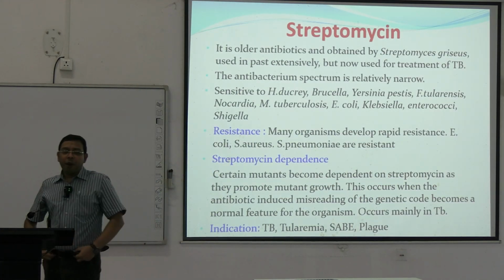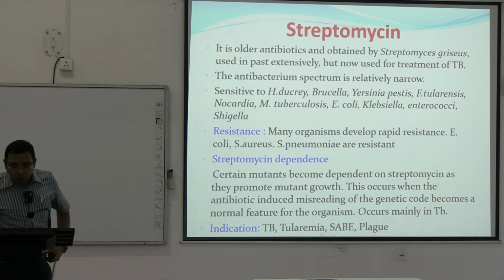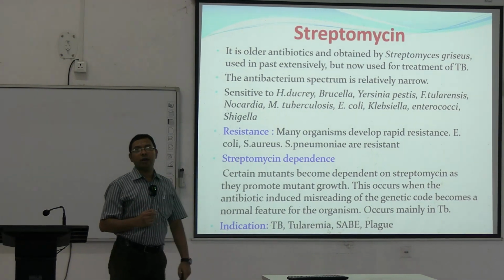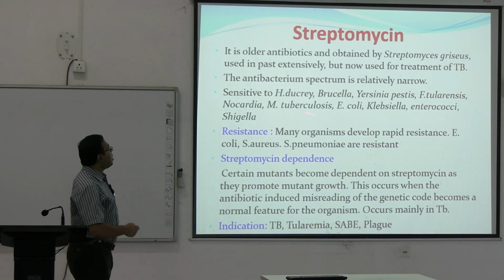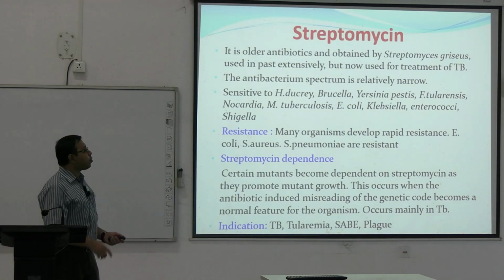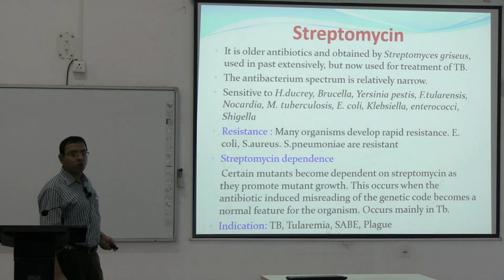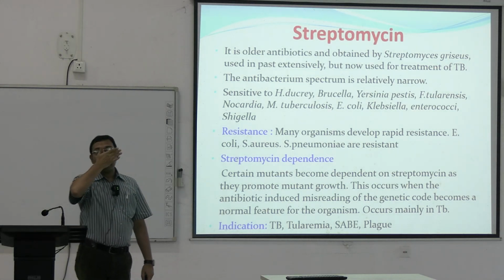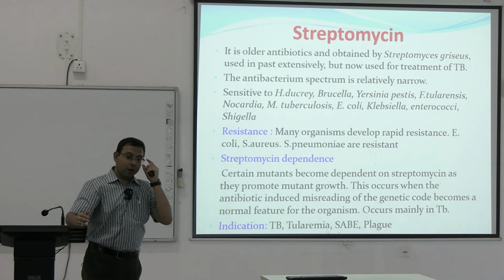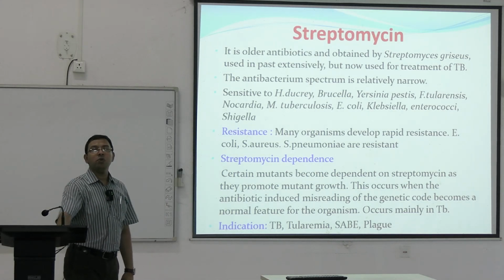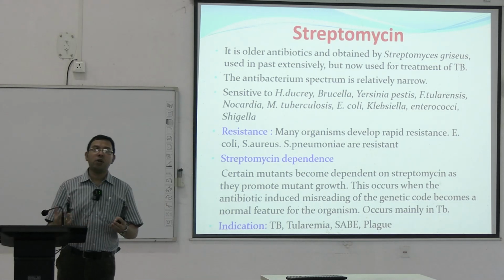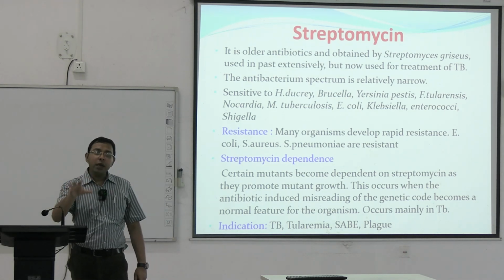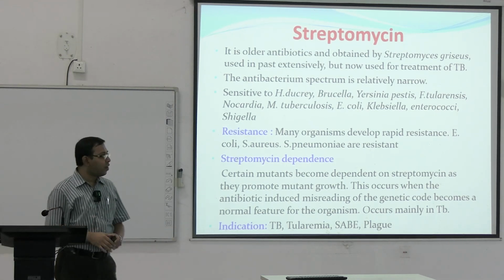Now coming to streptomycin. Streptomycin is the first aminoglycoside antibiotic and it has also been shown to have anti-tubercular activity. That is very important. It is an older antibiotic obtained from Streptomyces griseus, used exclusively in the past, but now used only for the treatment of tuberculosis. Again, most of the tuberculous bacteria become resistant. You know that multi-drug resistant tuberculosis is also coming. That's why some drugs are reserved to be used only for tuberculosis, not for other infections.